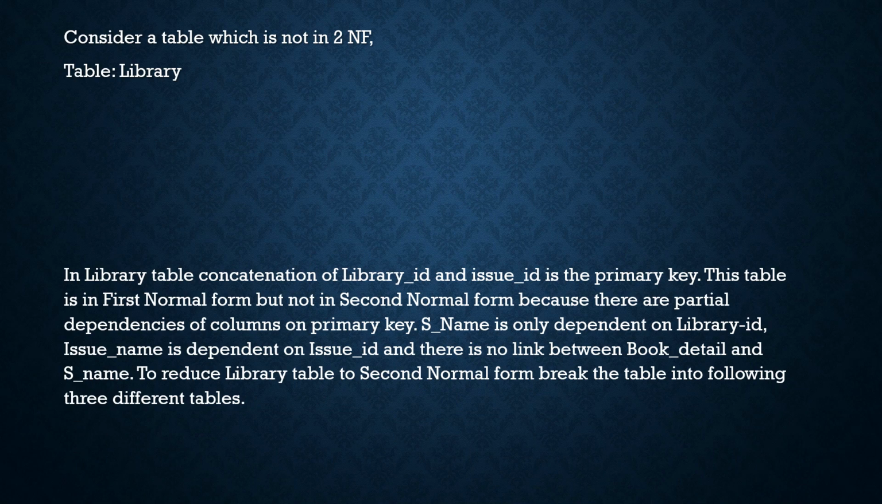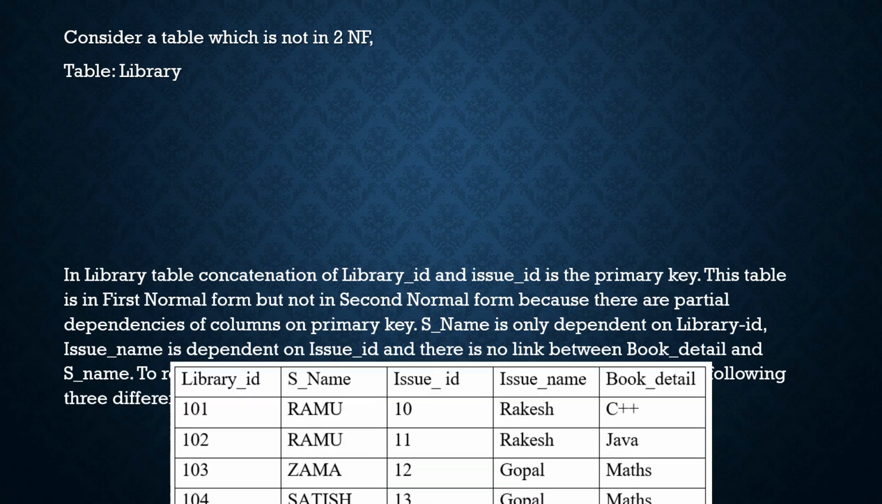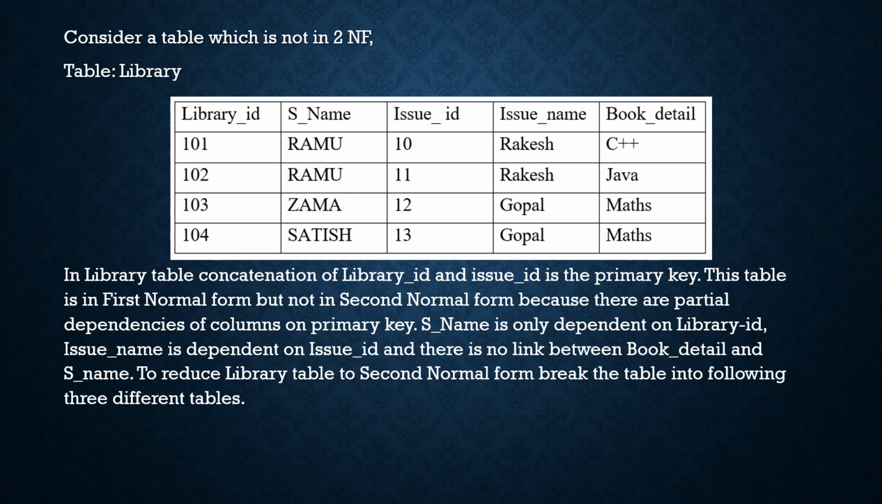See, consider the table which is not in second normal form. Table name is library. Here library ID is there, student name, issue ID, issue name, and book details. Library ID 101 and 102, student name is Ramu, issue IDs are 10 and 11, issue name is Rakesh, and book details are C++ and Java. That means Ramu took two books, C++ and Java, and the issue name is Rakesh. Actually Rakesh is a staff member of that particular library.